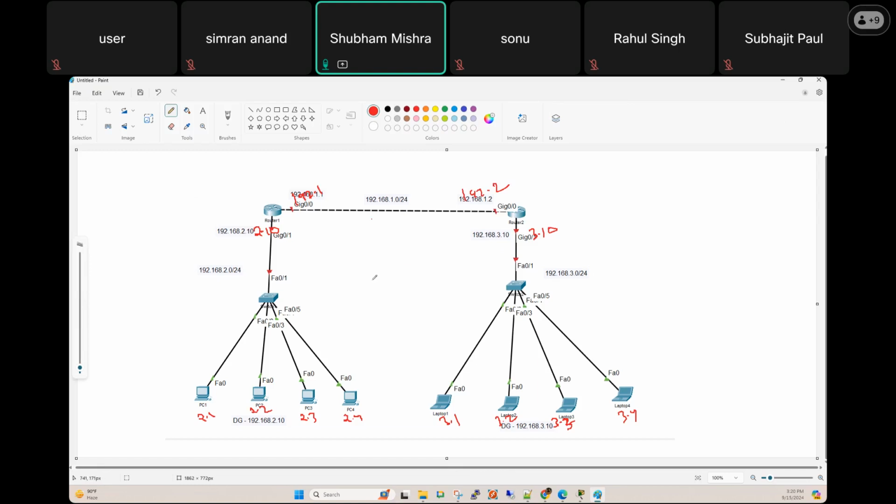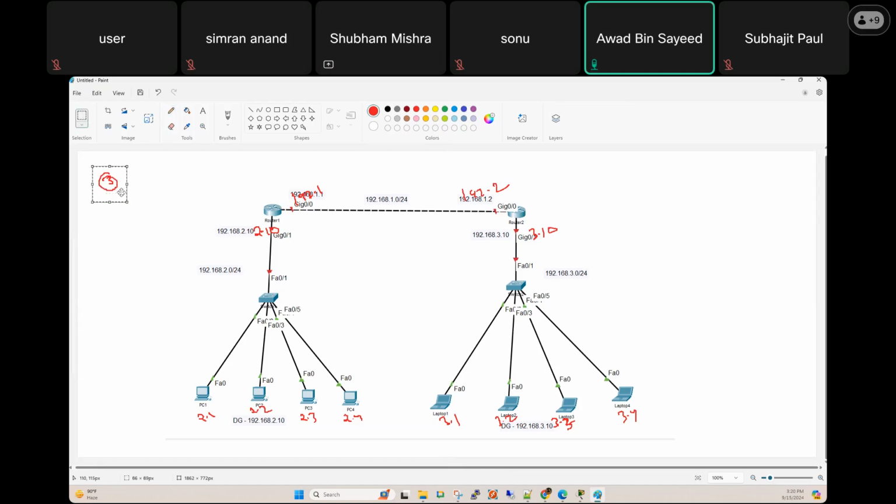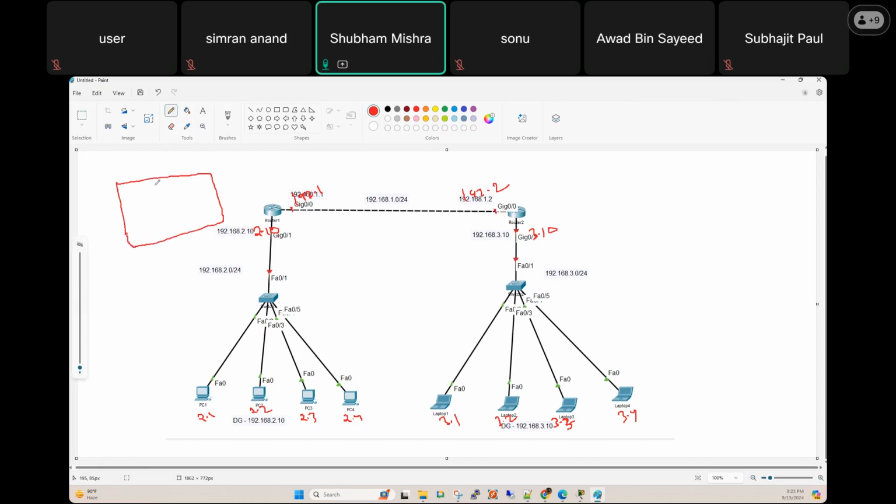Now tell me one thing. How many networks did I configure here? Total 3, right? It means on router number 1, how many networks are directly connected? 2. First one is 192.168.2.0 and second one is 192.168.1.0, right? So if I ask you what is the routing table of R1, when you check the routing table of R1, you will get 192.168.1.0, directly connected on Gig 0/0. Yes, everyone?